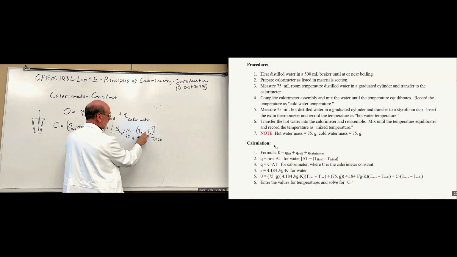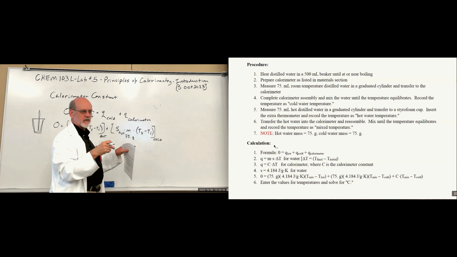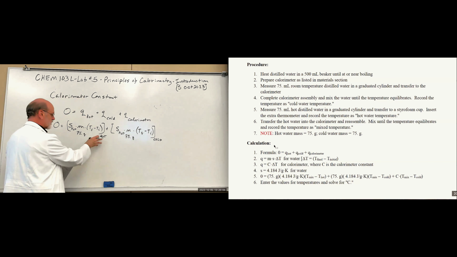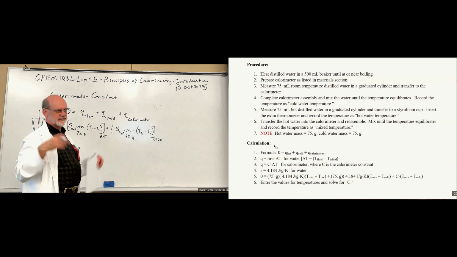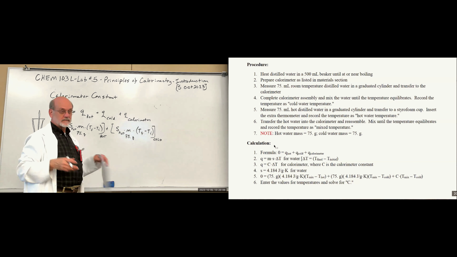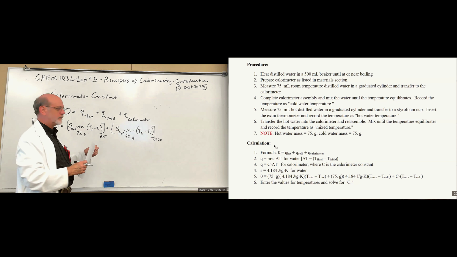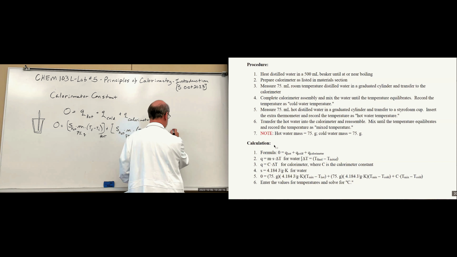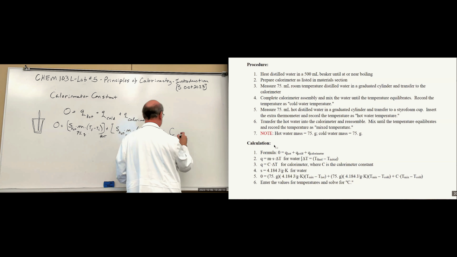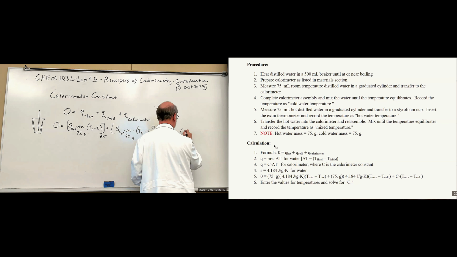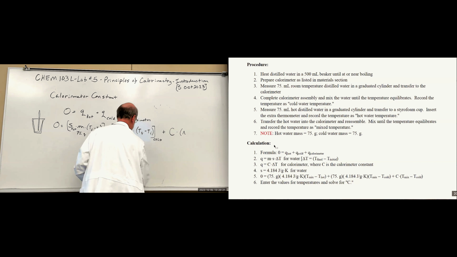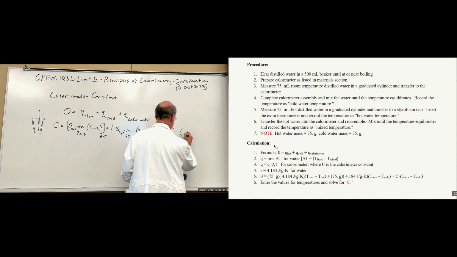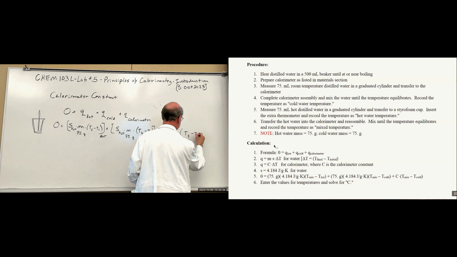This one's going to be room temperature initial, like 22 or 23 degrees. And this is going to be hot water temperature, 60, 70, 80, maybe. You have to measure that too. And then we have the Q for the calorimeter. It's just going to be the calorimeter constant times the change in temperature, the final temperature minus the initial temperature.